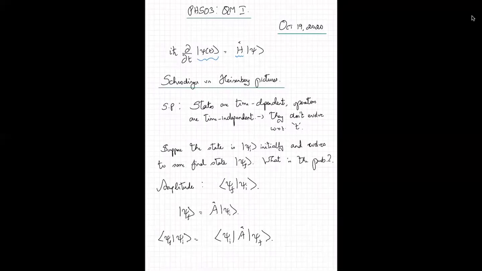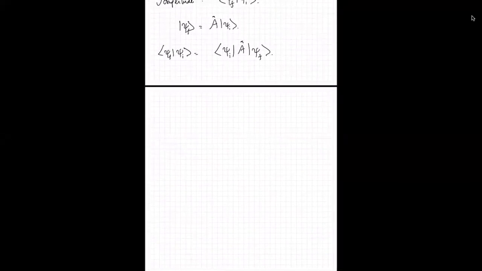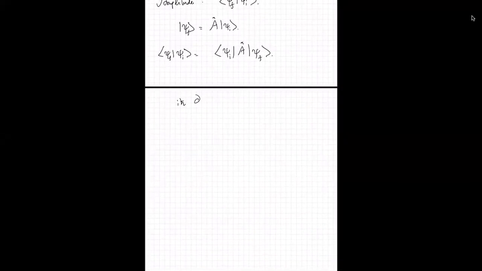After all, this is just a very simple first order differential equation. I should be able to integrate this very easily. So i h bar d psi dt equals h psi. Okay, as you can easily see, this can be integrated. So d psi over psi equals h over i h bar acting on psi, which is minus i h over h bar acting on psi.